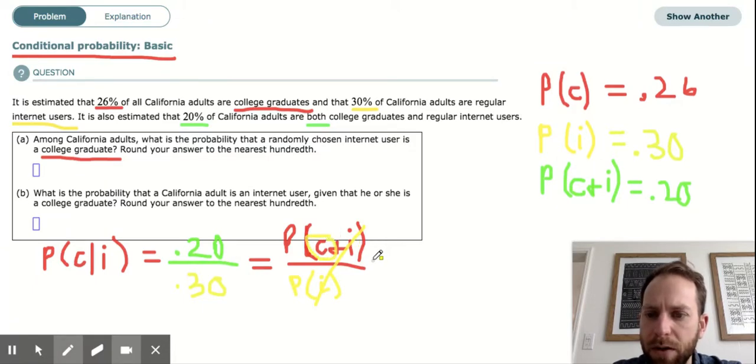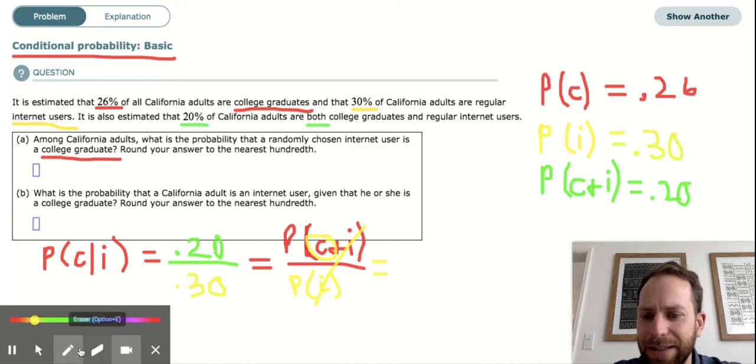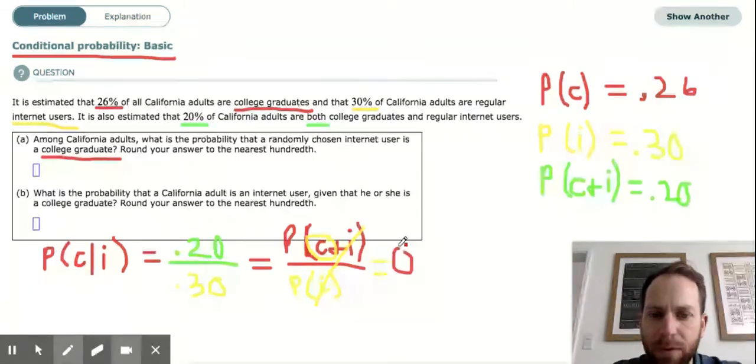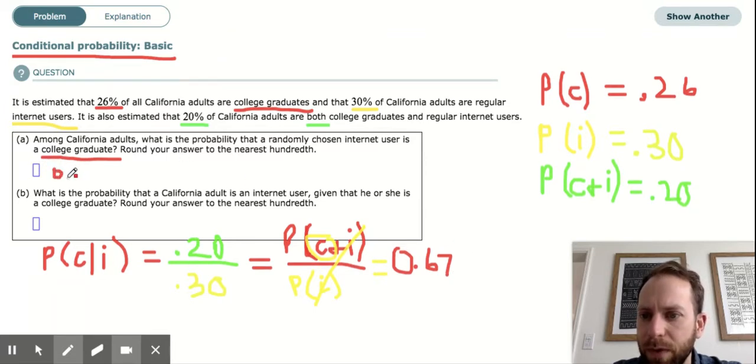So this will be equal to, let's see, 0.20 divided by 0.30 would be, let's see, 0.66666 or 0.67 if we rounded it to the nearest hundredth. So for this, we would have 0.67.